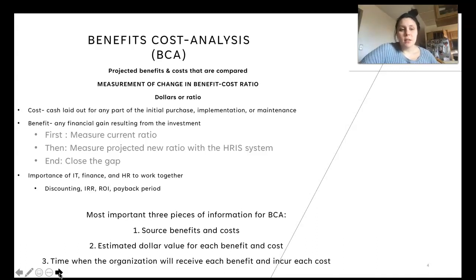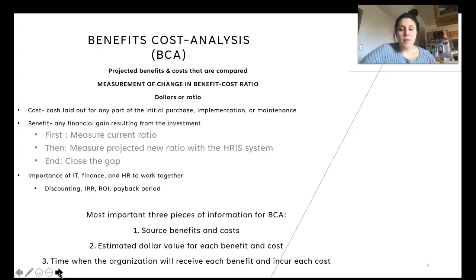The first thing that's considered during the BCA is measuring the current ratio, what kind of benefits you have now and what the cost is. Measuring the new one that you're looking at is the next step, so the new things you're going to implement, and then close the gap. You want to make sure that with the new HRIS implementation, you're using it to the fullest ability.